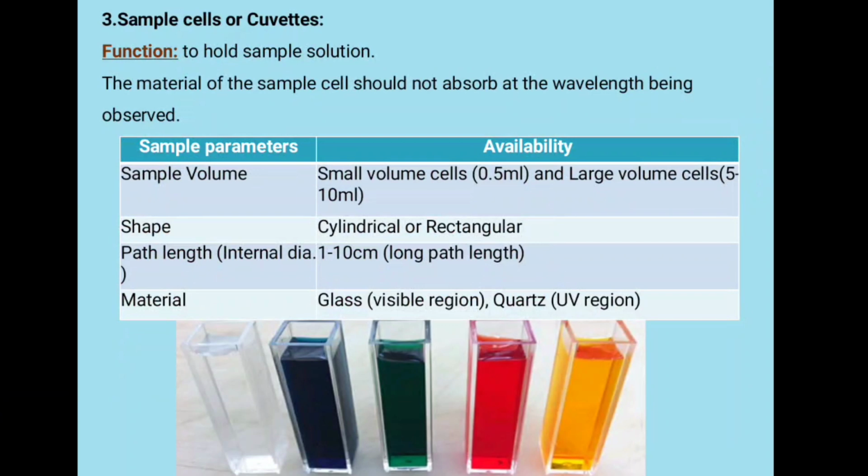Sample volume: cells are available at 0.5 ml or from 5 to 10 ml. The shape of the sample cells is cylindrical or rectangular. The path length, that is the internal diameter, is available from 1 to 10 centimeters for longer path lengths and also 1 mm or 2 mm for shorter path lengths. The material is glass in the visible region and quartz in the UV region.